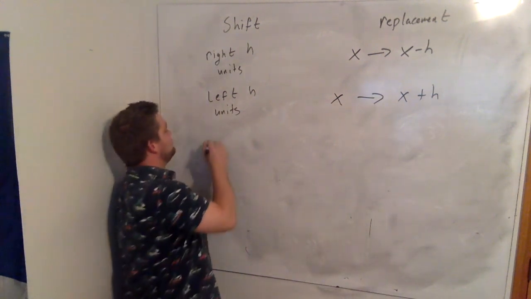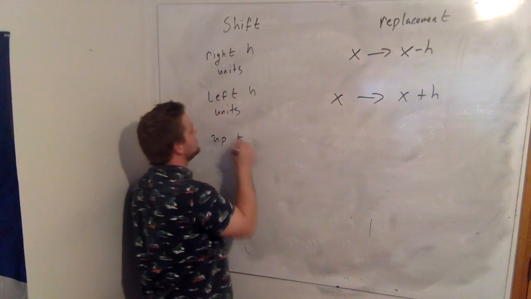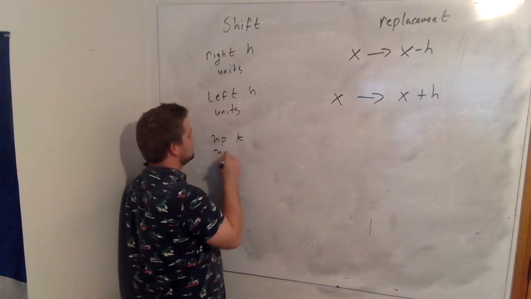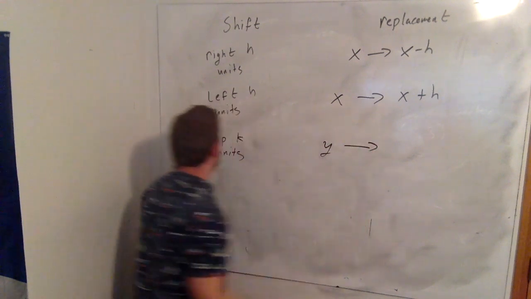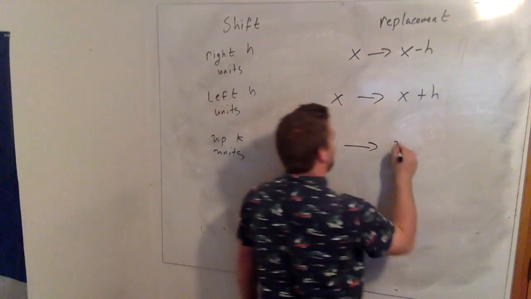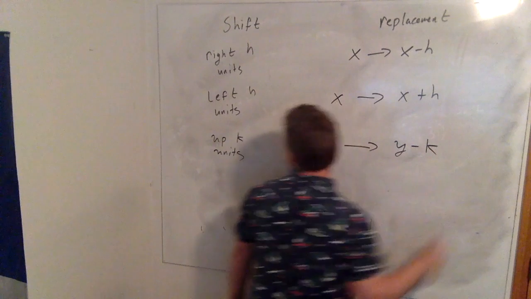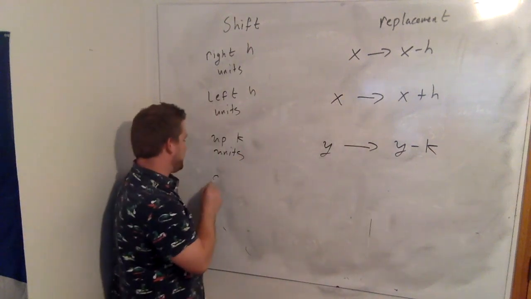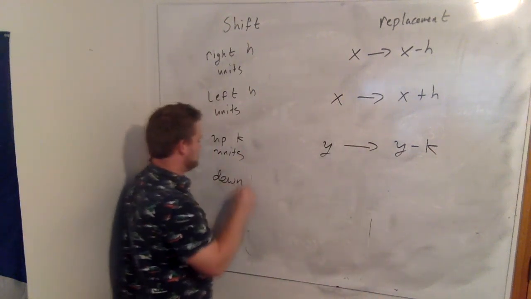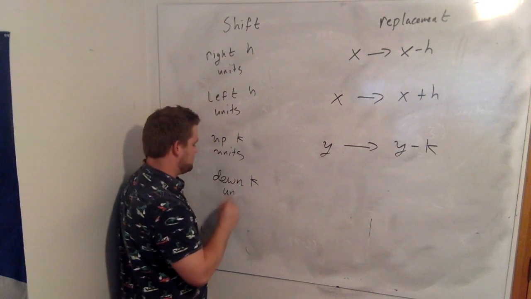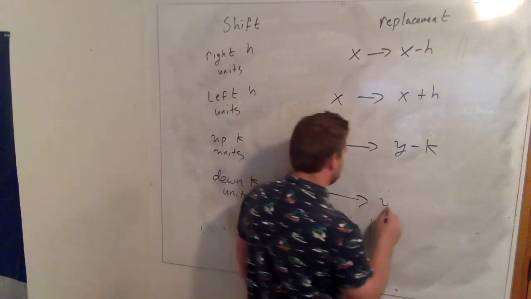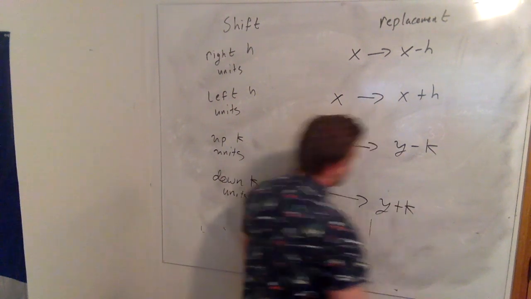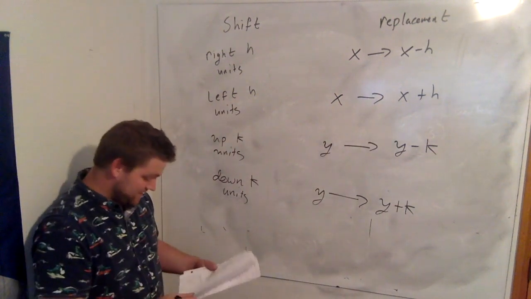Okay. If we want to shift the graph up k units, what we do is we replace the y. We replace the y with y minus k. If we want to shift it down k units, we're going to want to replace our y with y plus k. All right.